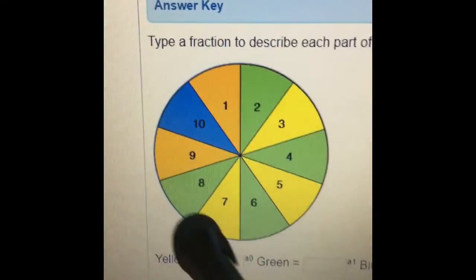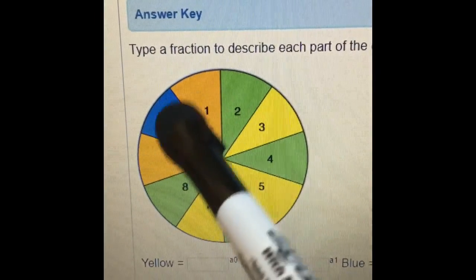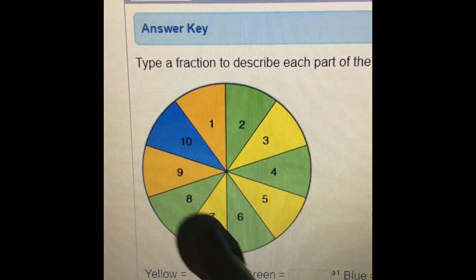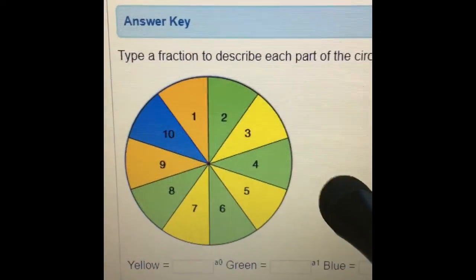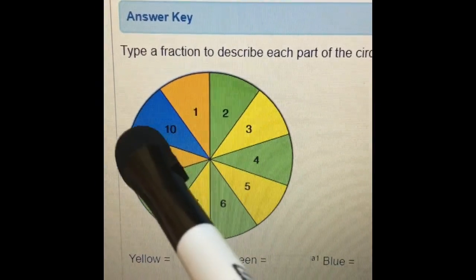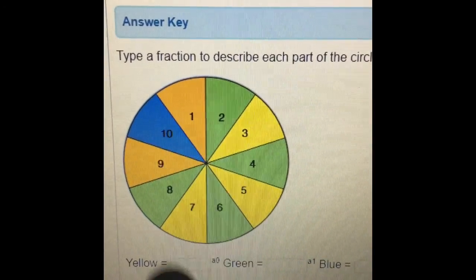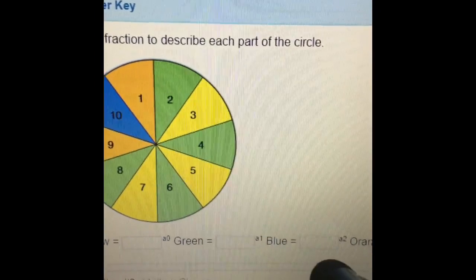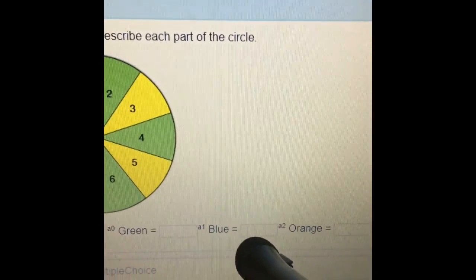So let's look at the example that they have on our questions for the lesson check. We're going to count the number of pieces that we have in the circle, and in this circle we have 10, and we're going to look at the blue one. So the blue one is 1 out of 10, so right now we have 1/10.